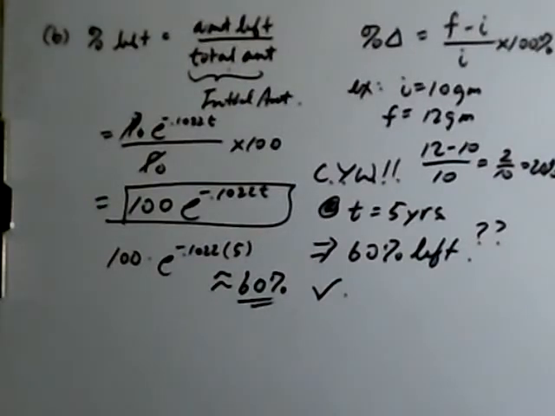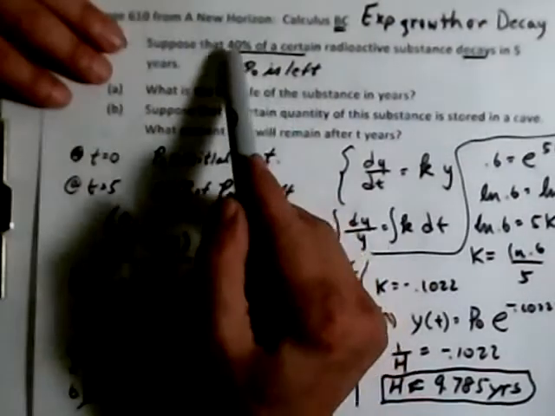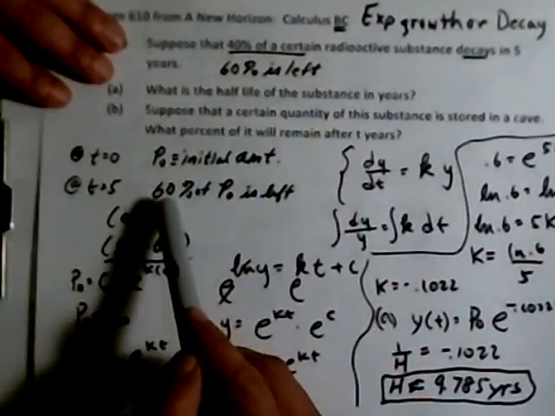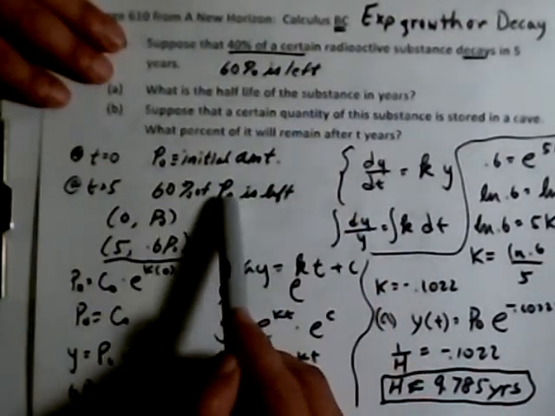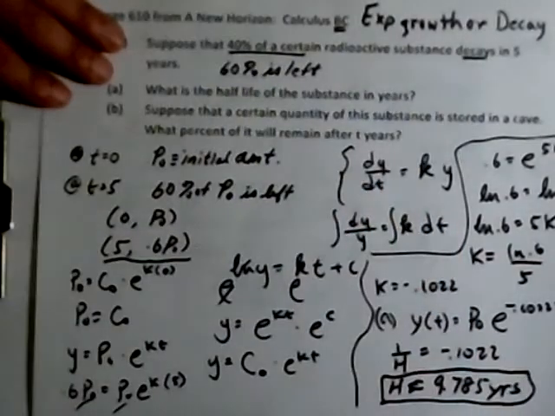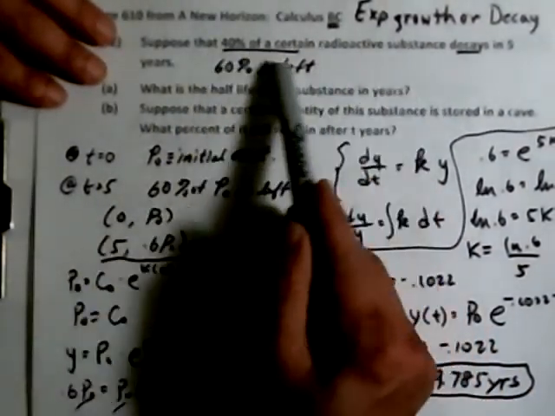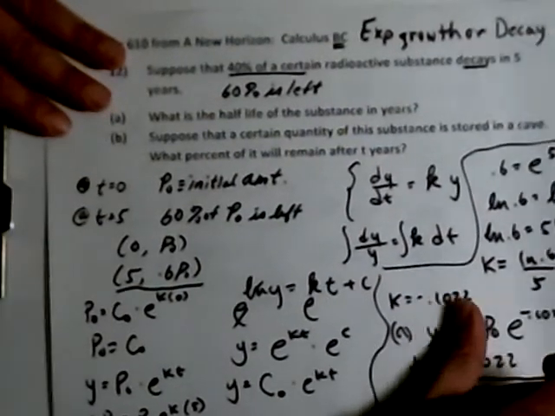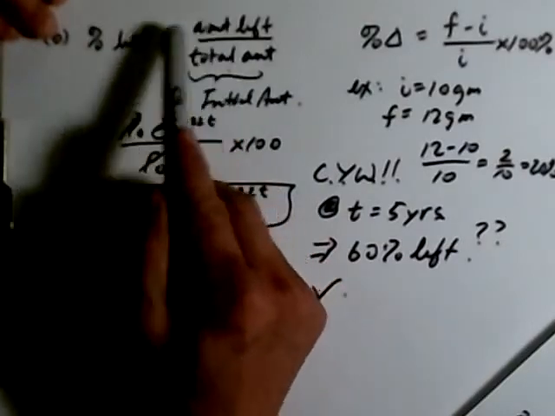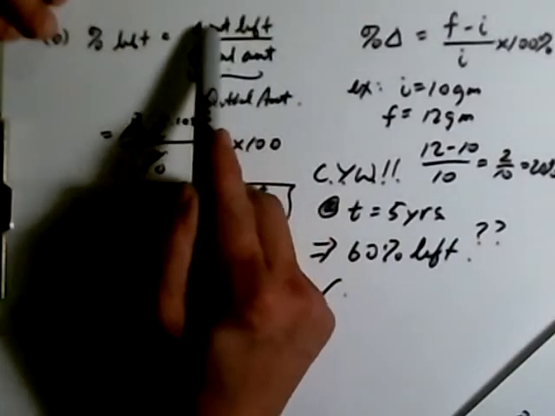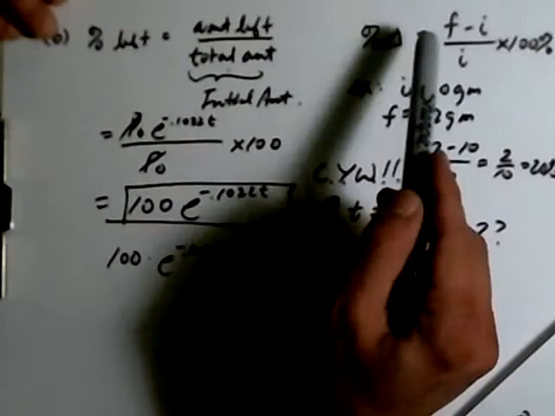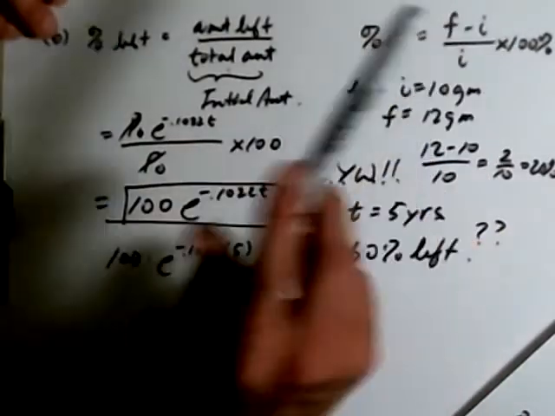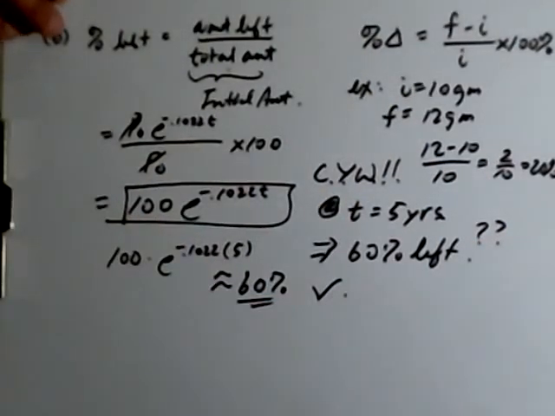It threw me off at the very beginning again, due to the fact that I used 40% of P naught is left, and that wasn't the case. I didn't read it correctly, so make sure you read the question properly. The second thing is the percent that's left is the amount that's left divided by the total amount, instead of your percent change. Okay, so that should give you a little bit of help on how to solve these problems. Good luck on exponential growth and decay.